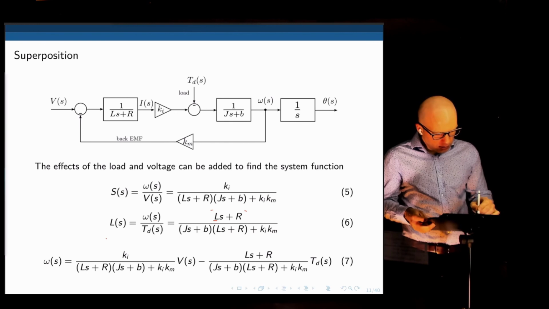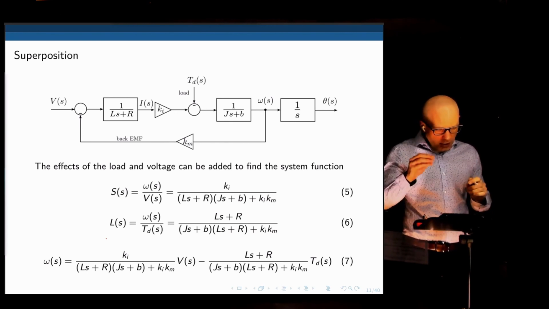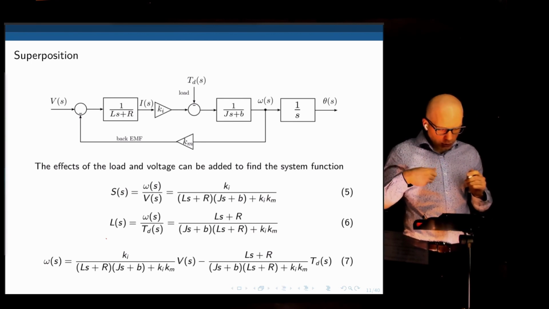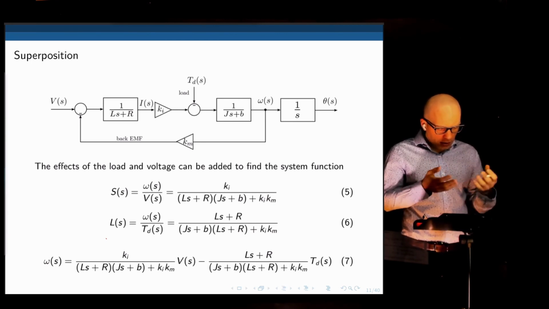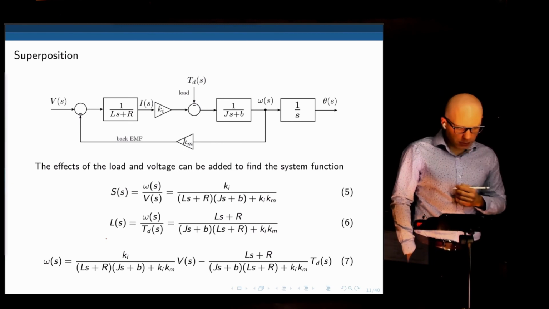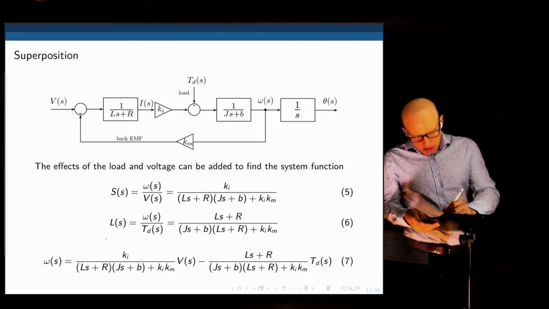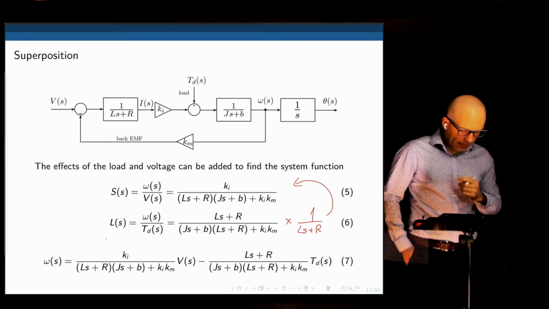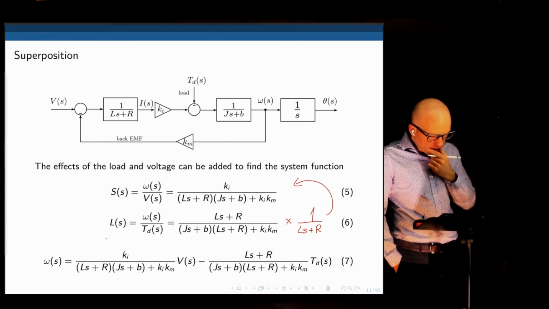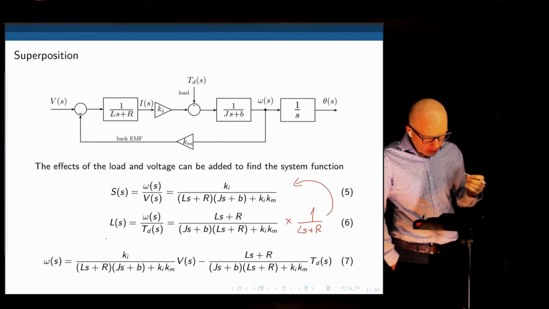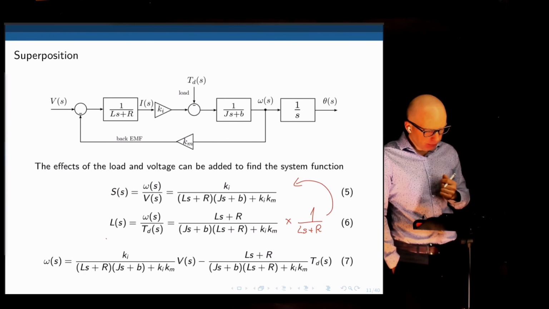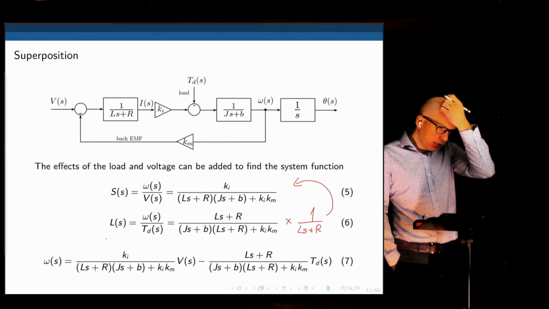Does this make sense? One is voltage to speed. The other one is torque to speed. And torque to speed is multiplied by Ls plus R. So if you take this second transfer function and multiply it by 1 over Ls plus R, we end up with that one. What does this mean? This means that if you pass the second transfer function, the torque transfer function, through some sort of low pass filter, we get speed.